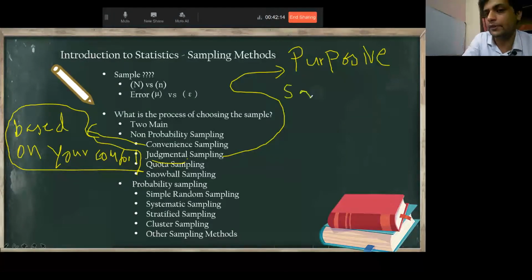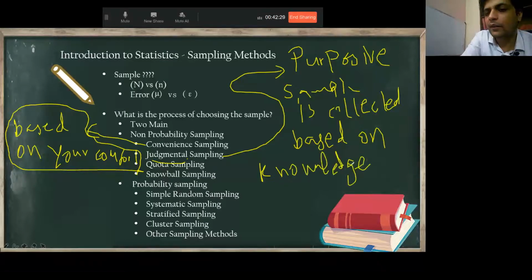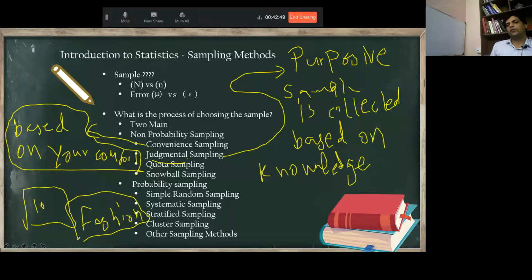So the sample is collected based on knowledge. How? Let's say I want to choose 10 people to ask questions about fashion. I need to get data regarding fashion, right? So either I can choose, as I told you, with my convenience, anyone, one person from one class, another person from another class. But then I go outside, moving around the campus, and I see certain people who are fashionable. You can see the people who are doing fashion, like moderate fashion.